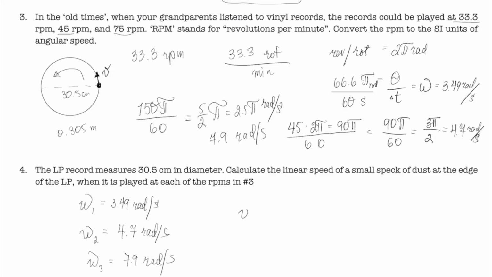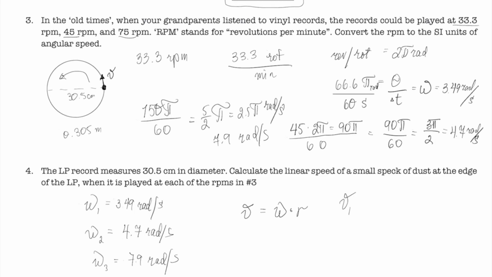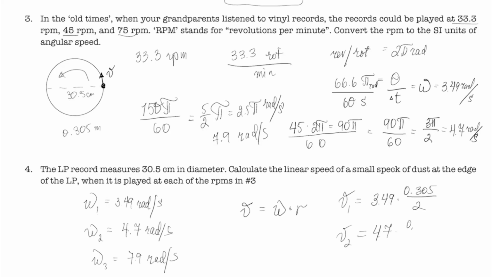So the connection between V and omega is through the radius. It's omega times radius. So then I will just multiply. V1 would be 3.49 times 0.305 over 2. V2 is going to be 4.7 times the same radius, which is 0.305 over 2. And then the third one is going to be 7.9 times the same radius, right there. And then you can plug in all that into your calculators, and your answer will be in meters per second.